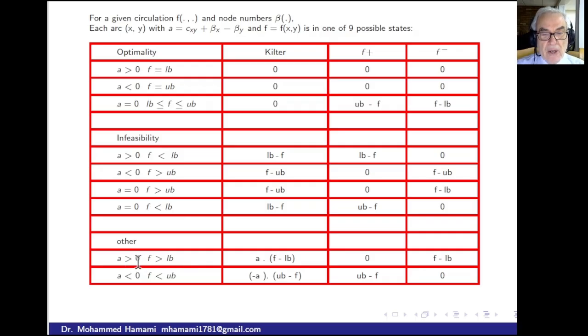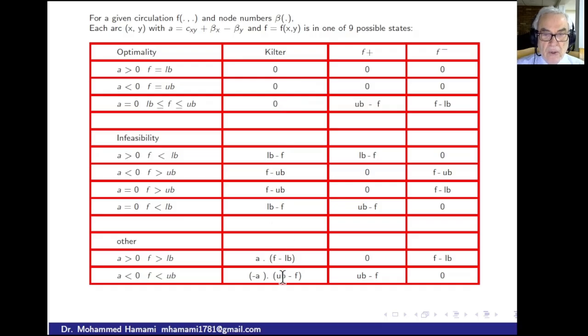And also in this arc, we could decrease a to 0. If we decrease a to 0 and f is between UB and LB, then the Kilter number is 0. So that's okay. So this measures two things. One is non-optimality, and the other one is to decrease the Kilter number. And same thing with a negative and f less or equal to UB. So it's going to be minus a times UB minus f. So notice that here, first of all, the arcs that obey the optimality condition, their Kilter number is all zeros.